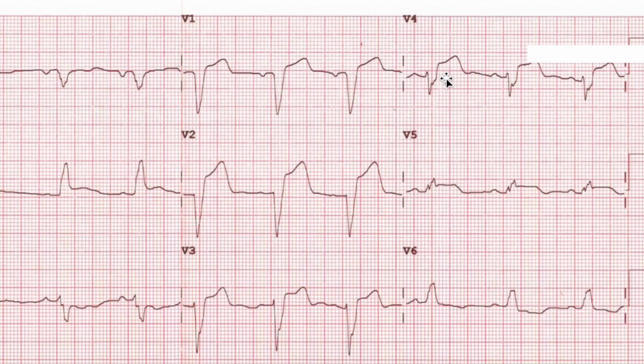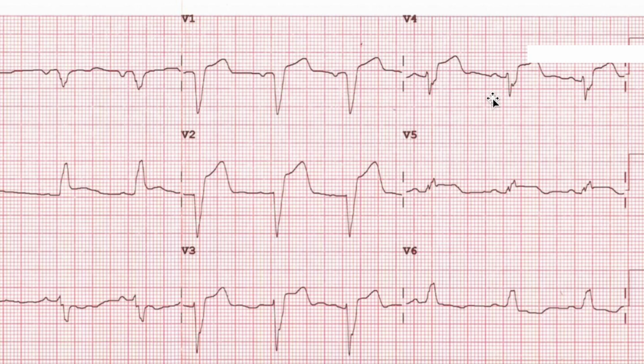Now, if you look at V4 on the same 12 lead, we're staying on the same 12 lead. If you look at how much elevation you have here, based on this isoelectric line, maybe 3 millimeters, maybe 2.5. And then the depth of this S wave is only about 4 or 5 millimeters. So you still have at least 25% of the depth of that preceding S wave as ST segment elevation, even though you don't have 5 millimeters like the original Sgarbossa criteria required.